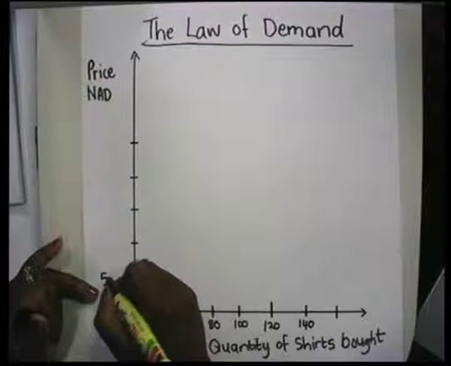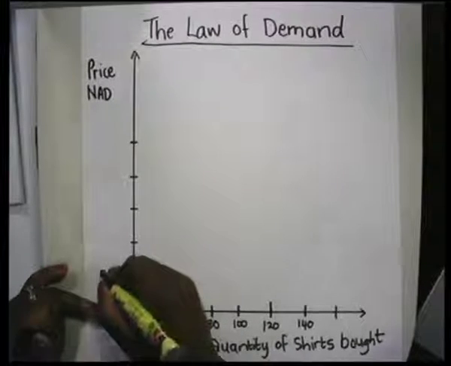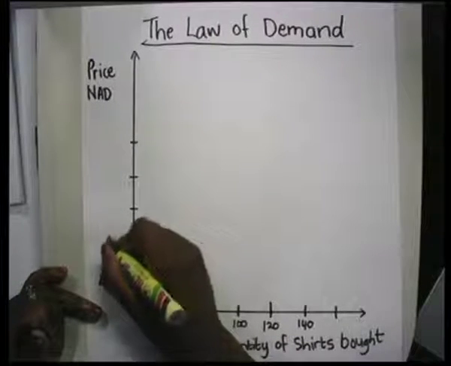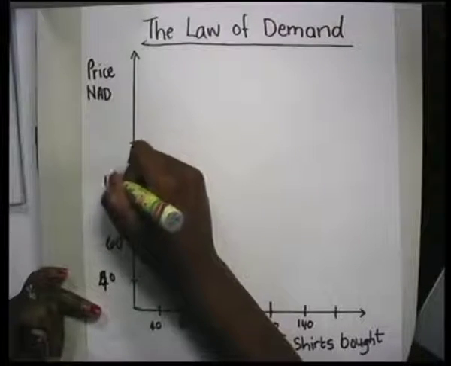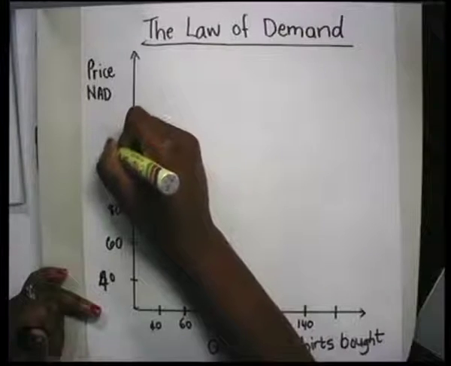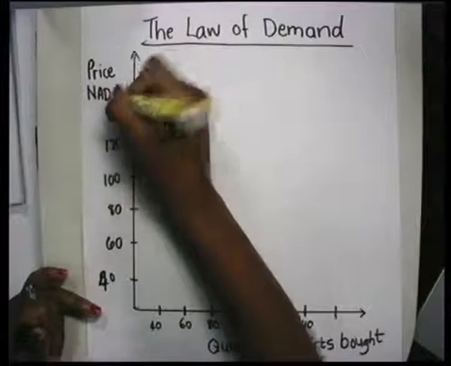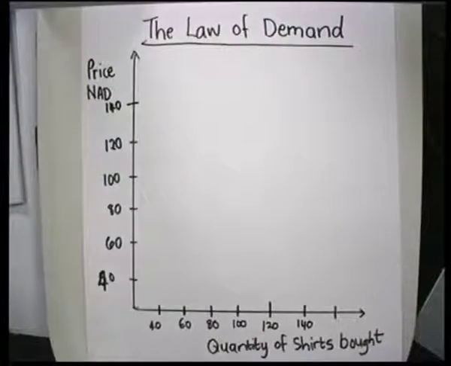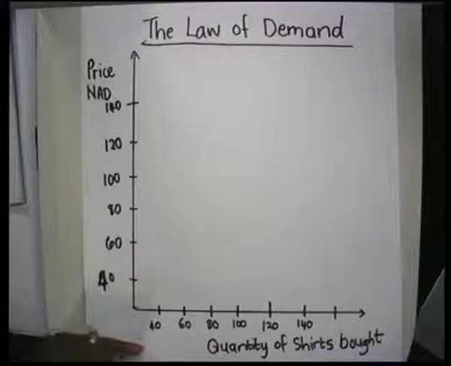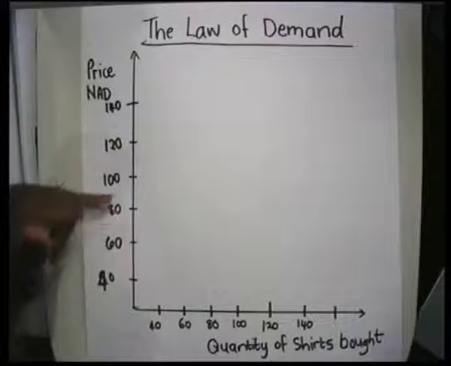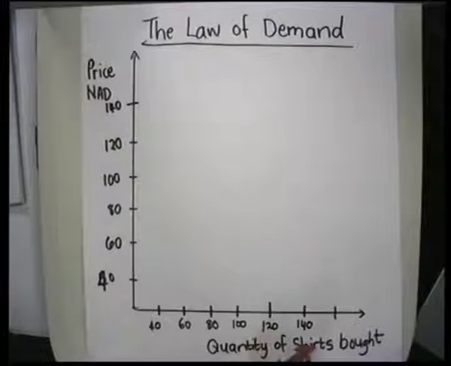Then the price in Namibian dollars, which is on the vertical axis, we'll put it in. Oh, sorry, let's start this way. We have, let's say, 40, 60, 80, 100, 120, and let's say 140. It's always important that you put it in a neat way, in the sense of 40, 60, 80, 100, 120, 140.